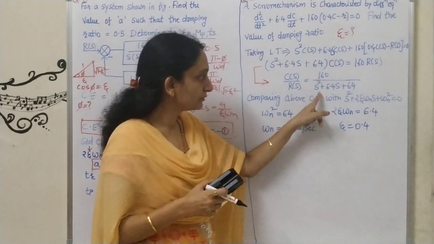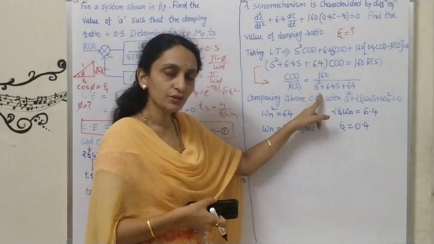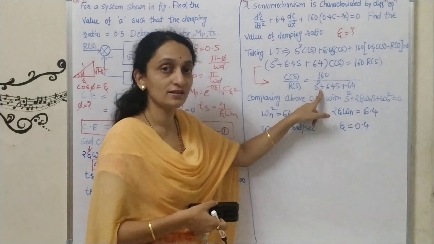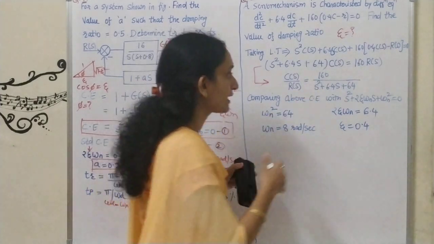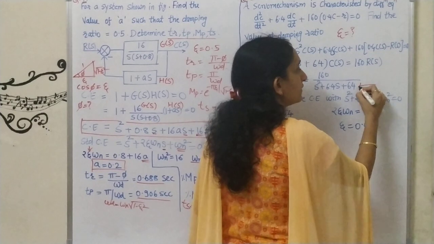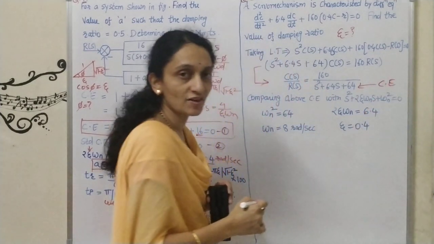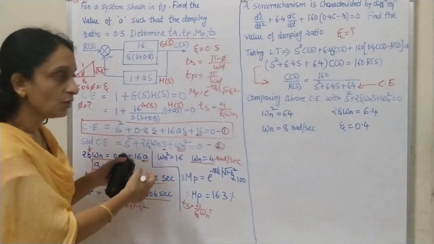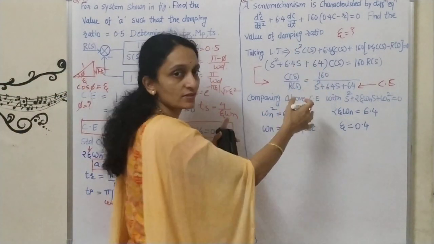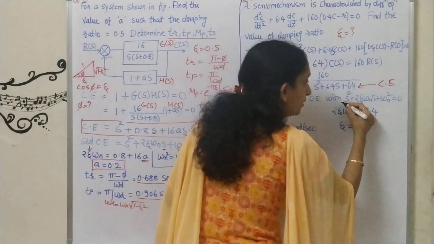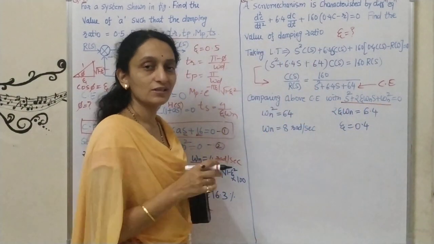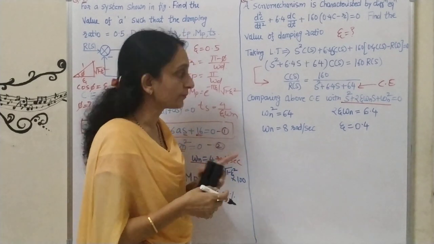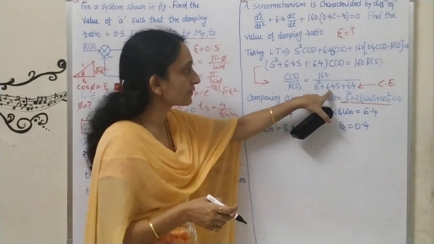Here we got the transfer function, and we know that the denominator of the transfer function gives you the characteristic equation. So this is your characteristic equation. Just like the previous numerical, once we got the characteristic equation of the system, we will compare it with the standard characteristic equation. What is the standard characteristic equation? S square plus 2 zeta omega n s plus omega n square equal to 0. So directly we will compare this characteristic equation with this.